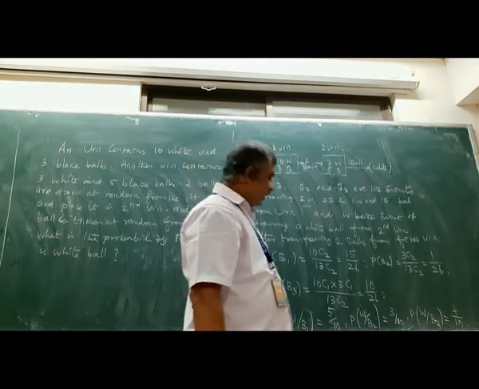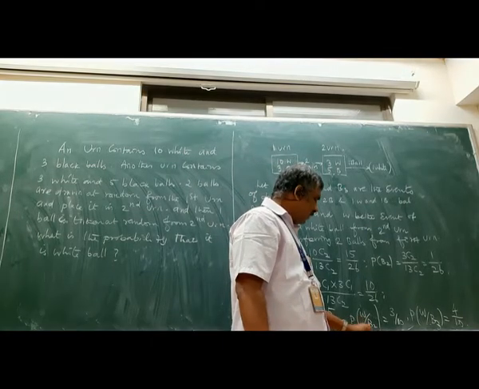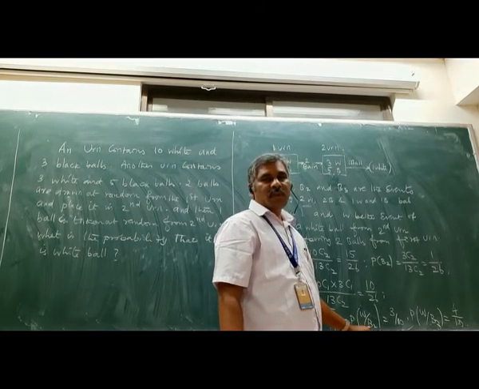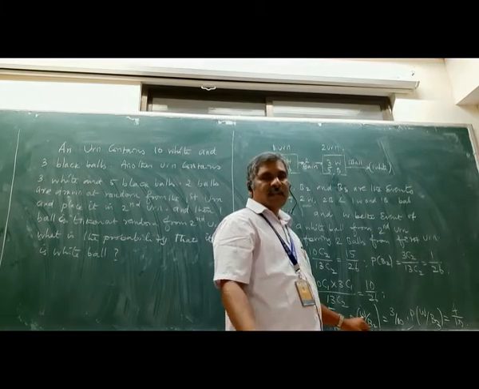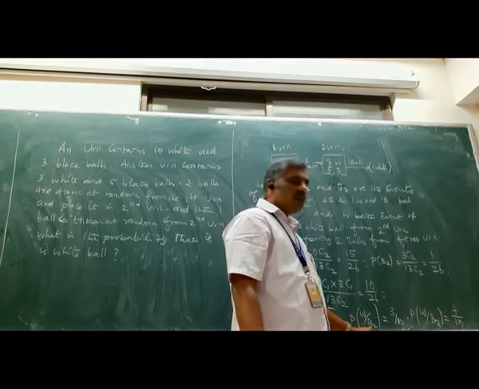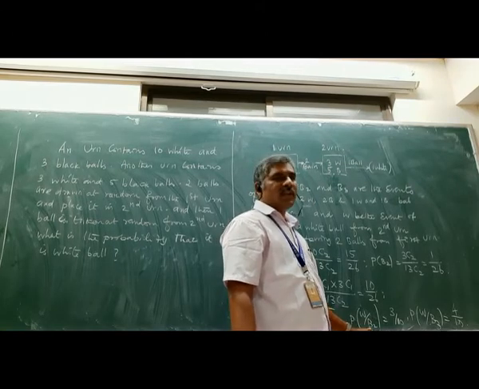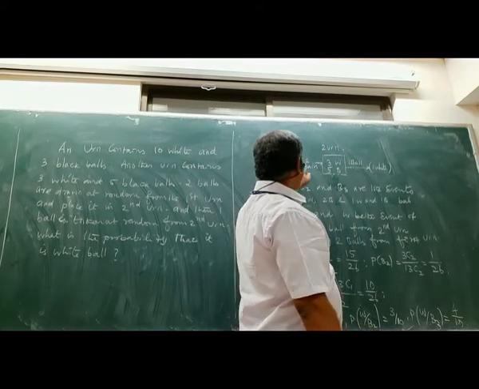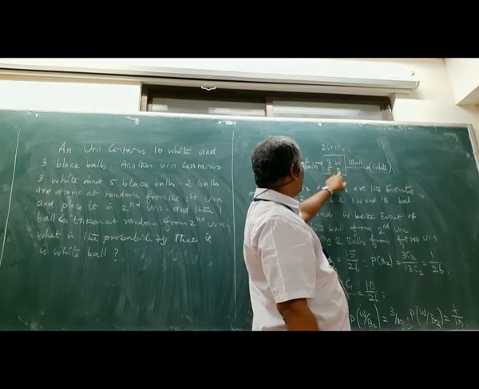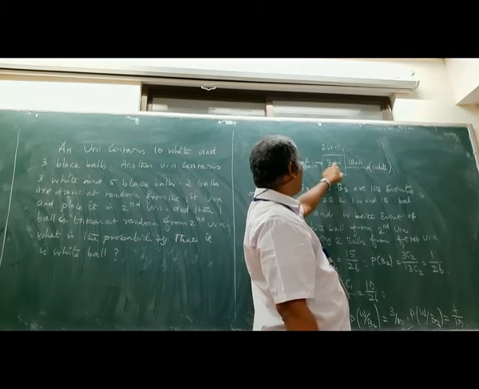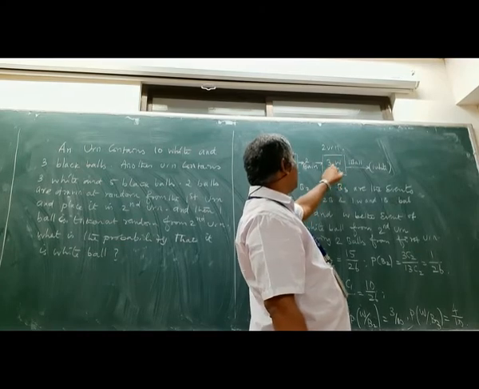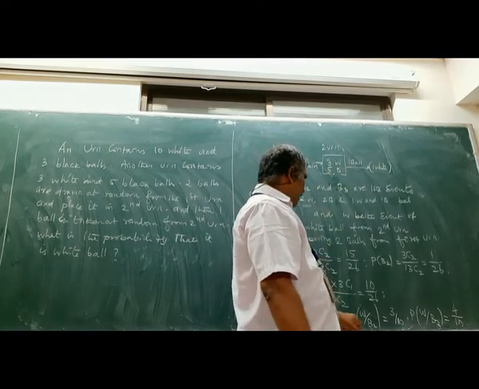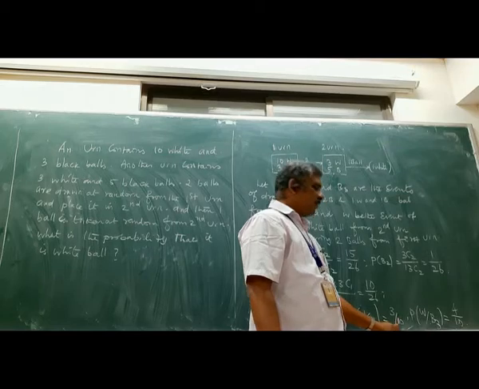Similarly, probability of W given B2. Probability of W given B2 means the probability of drawing one white ball from the second urn when you have already transferred two black balls from the first urn. When you transfer two black balls from the first urn, 7 black balls will be there, but 3 white balls are there. Total is 10 balls. Out of 3 white balls, you are taking 1 white ball. That means 3 by 10.